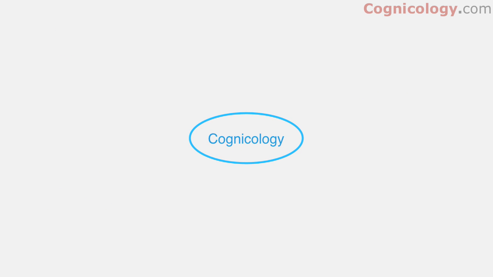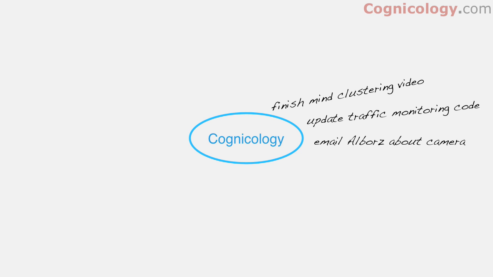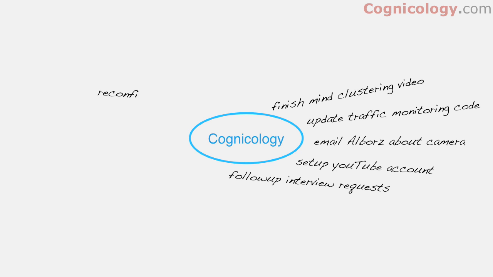So looking at the Cognicology task category as an example, let's start adding some tasks there that I need to perform. So something I need to do is I need to finish the mind clustering video that I'm preparing. I also need to update some traffic monitoring code. I also need to email Albors about a camera which we need to use for some filming. You're starting to get the idea here, and as you can see I've got a few other tasks such as setting up YouTube accounts, following up interview requests, etc.